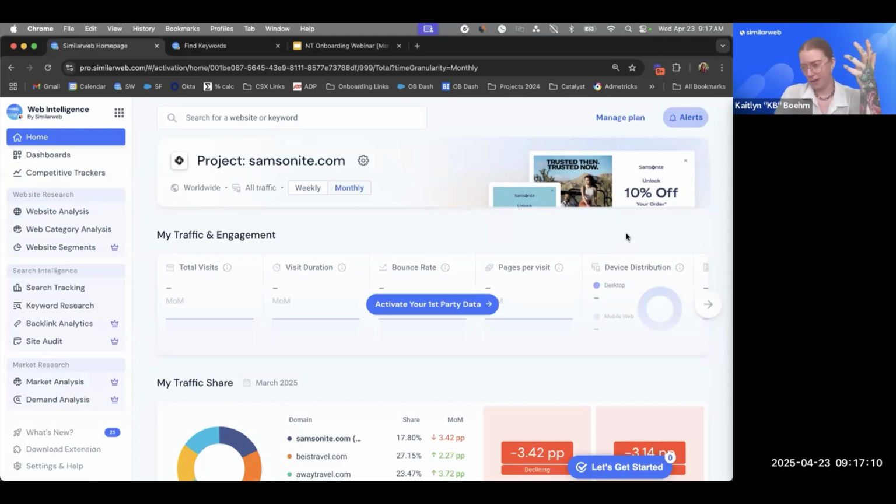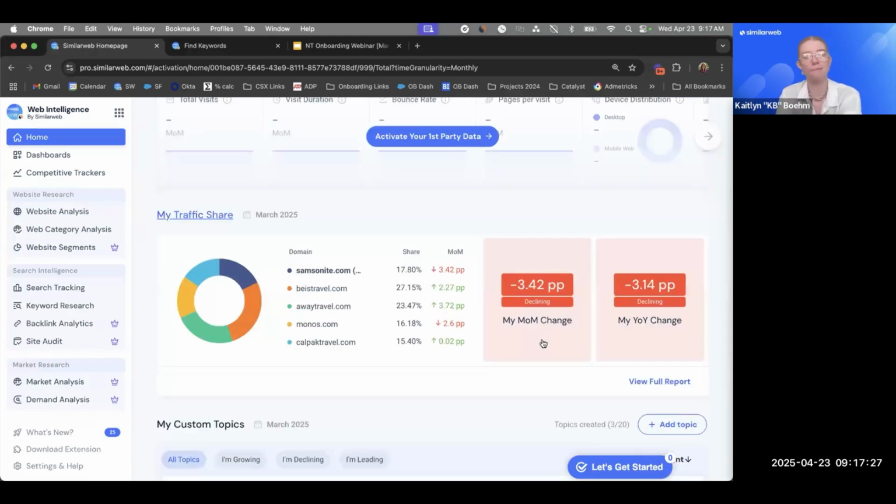Now, you might be saying, okay, KB, you've showed us a lot of data, especially around traffic ups and downs. But you might be saying, what do I do with this? What is causing these trends as well? So, especially when we're seeing something like this, that month over month, we're seeing a decline in Samsonite's traffic share. So they're starting to lose out on that piece of the pie. Well, we need to now grab these interesting metrics and turn them into insights, which then turns them into actions. So we're putting our detective hats on, everyone.